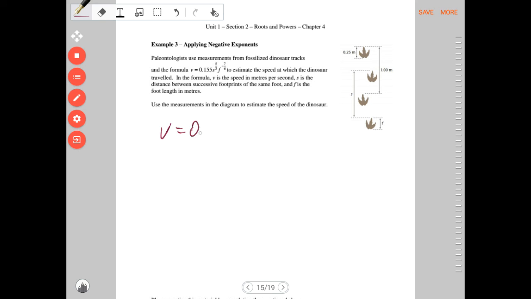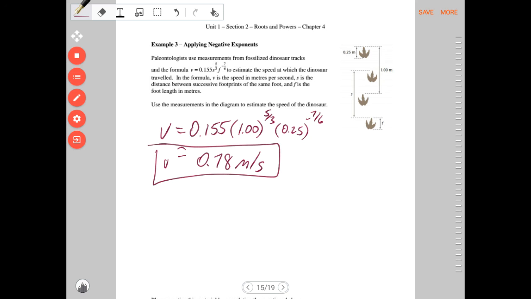So v equals 0.155. Now in this equation, s is 1 meter, so we get 1.00 to the 5/3, and then our f is 0.25, to the negative 7/6. You just type this into your calculator as is, and you get 0.78 meters per second. So that is how fast the dinosaur moved.